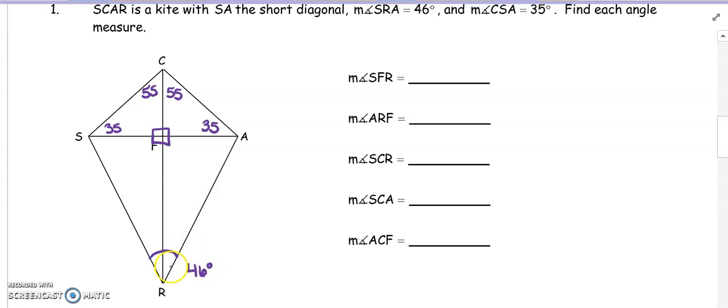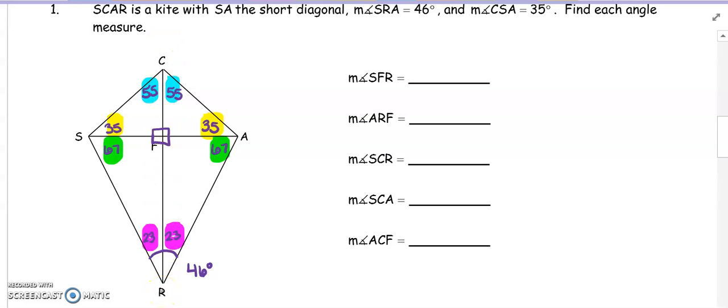And then if it's 55 on the left, it's also 55 on the right. And then I'm going to move down here to this 46. 46 gets split in half, so I have 23 and 23. And then again, if there's 180 degrees in a triangle, 180 minus 90 minus 23 gives me 67 on the left and 67 on the right. Now take a look again. The 55s match. The 35s match. The 67s match, and so do the 23s, okay? It is symmetrical along that long diagonal.